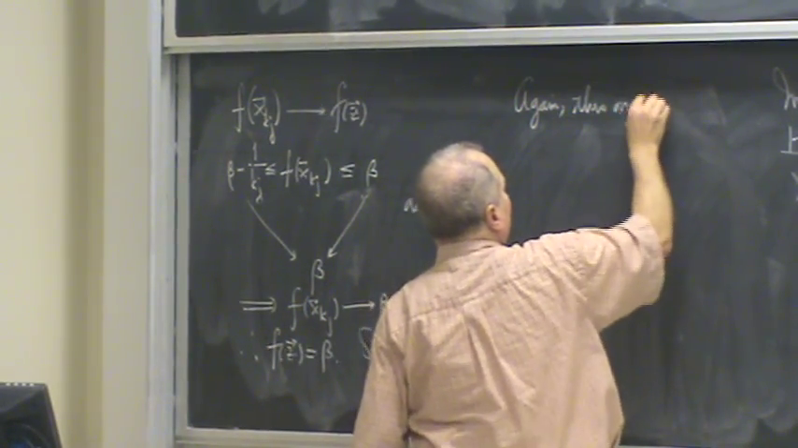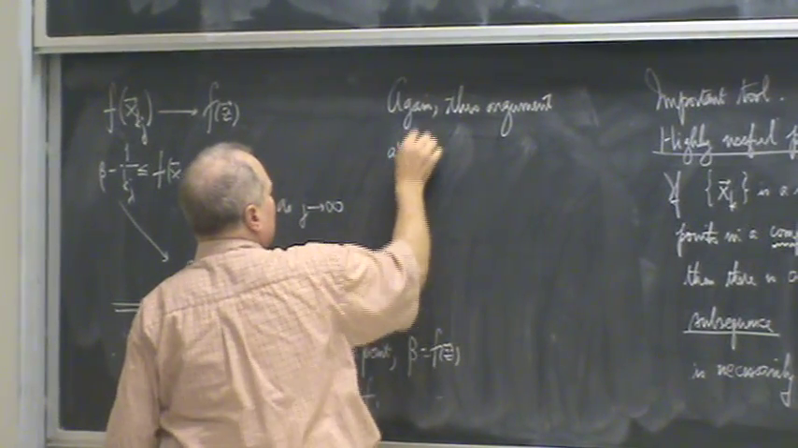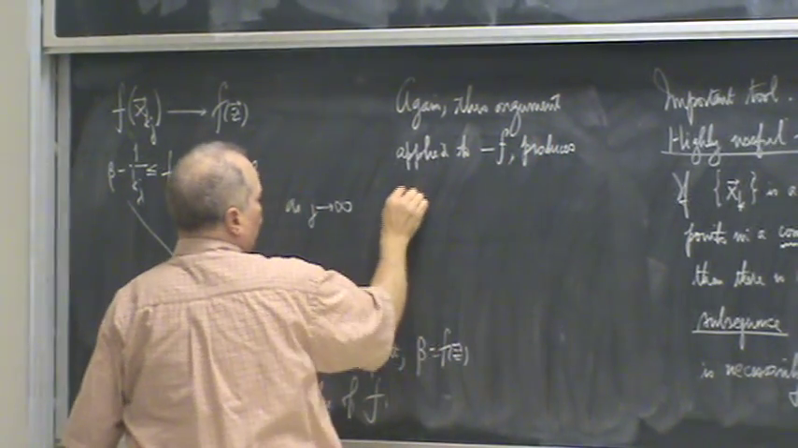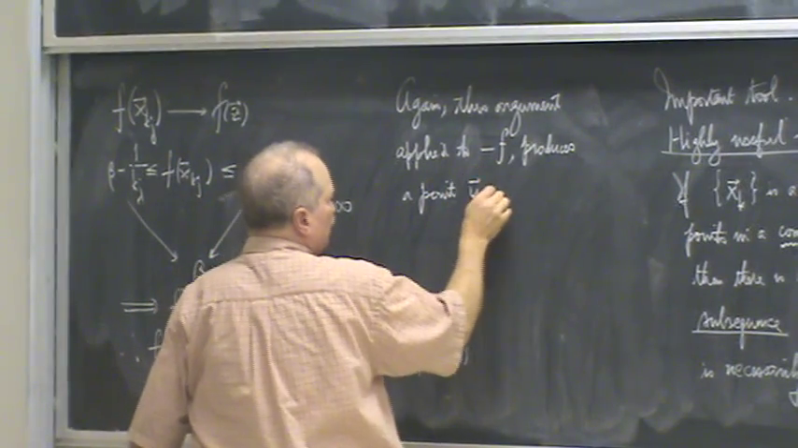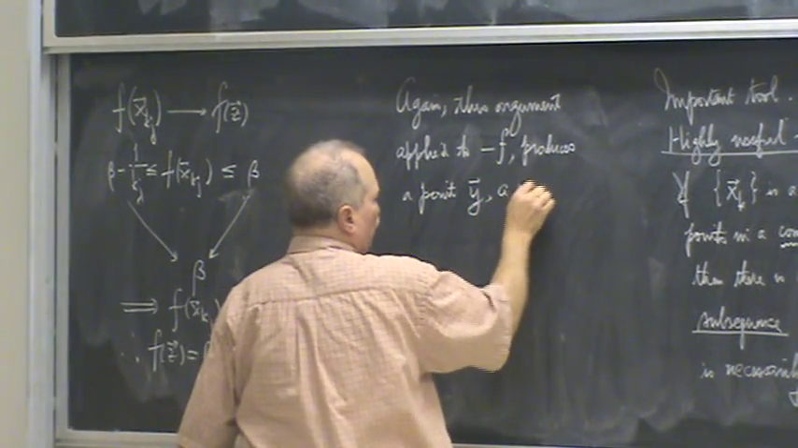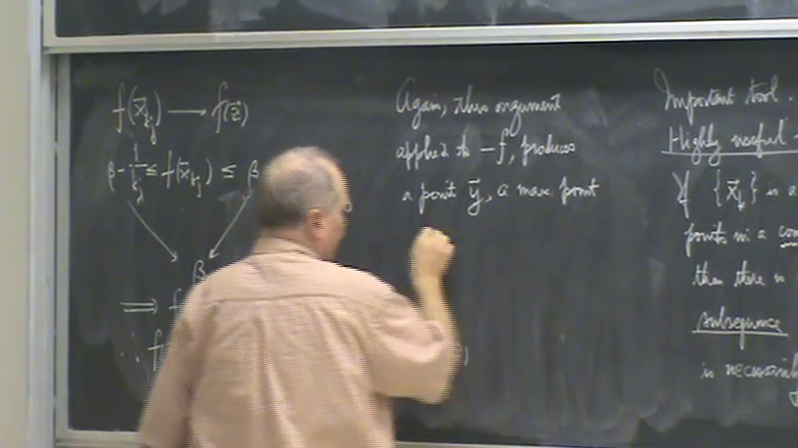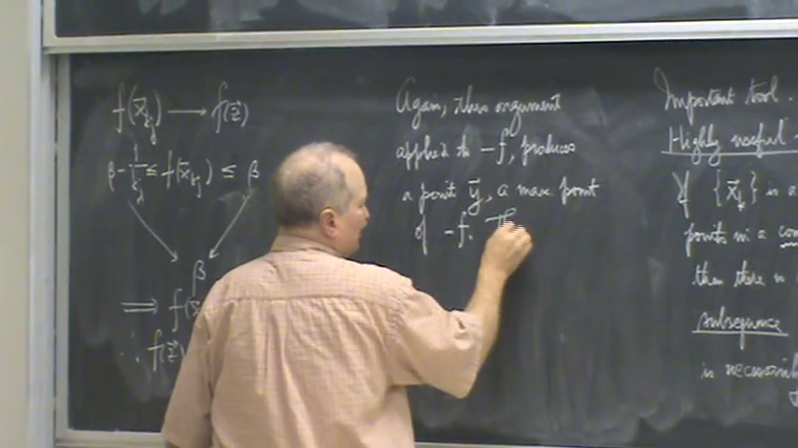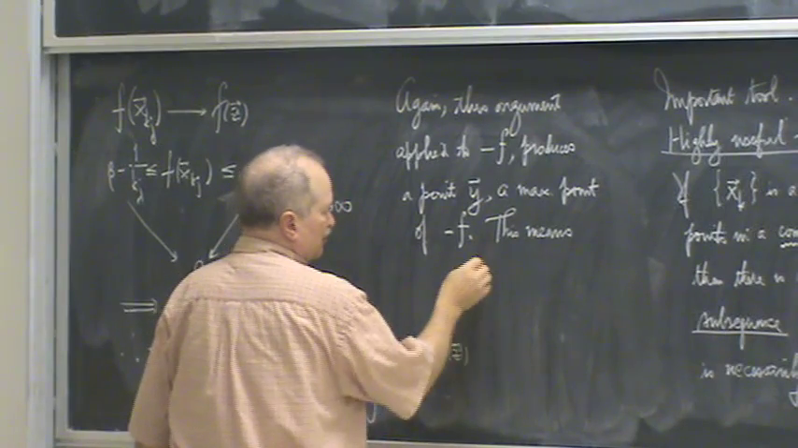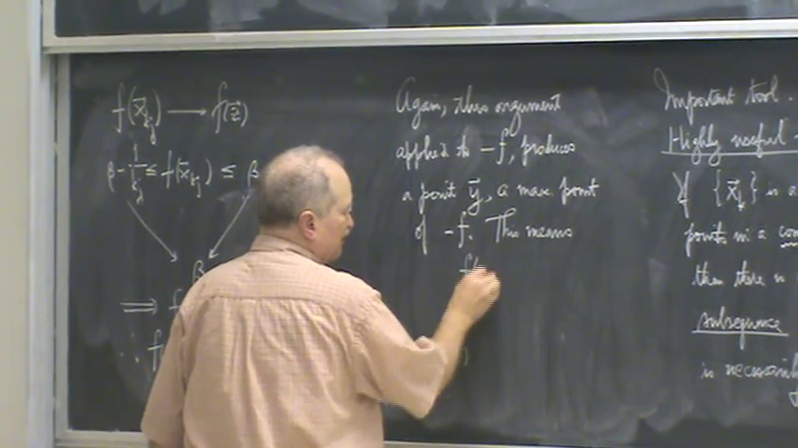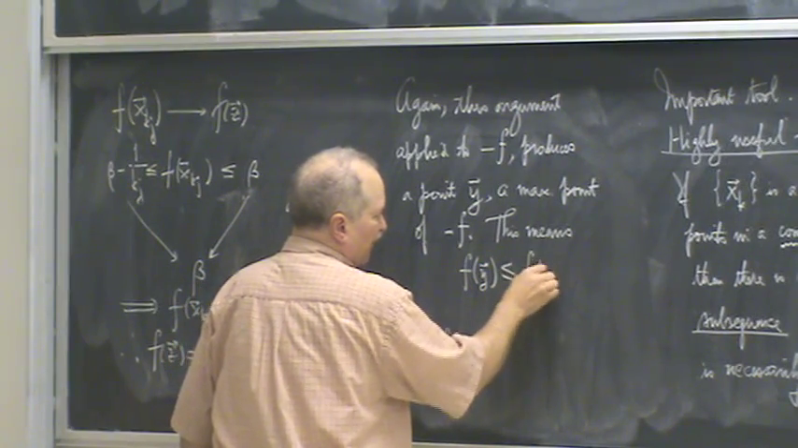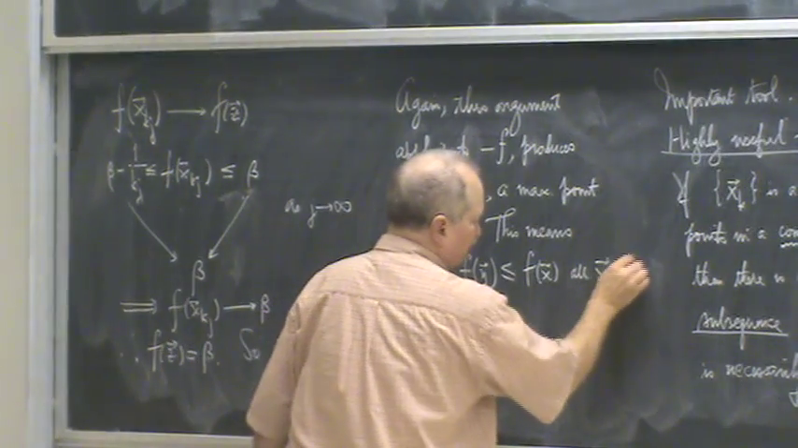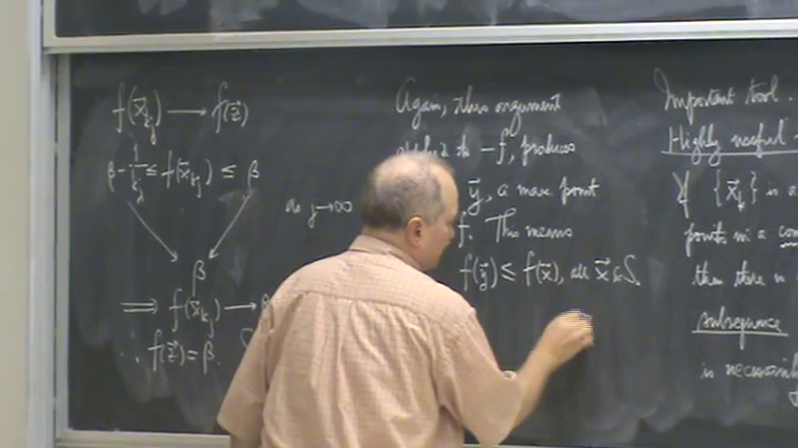This argument applied to minus f produces a point y, which is a maximum point for the function minus f. And this means that y is the minimum value of f of x for all x. Yes. So that's the proof.